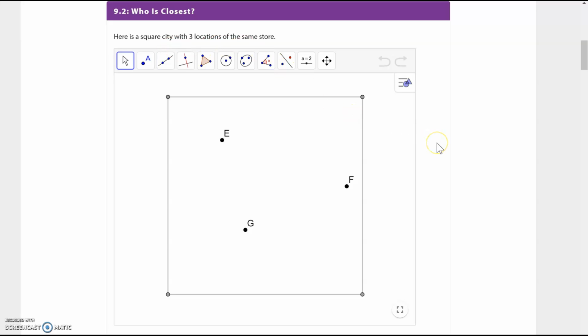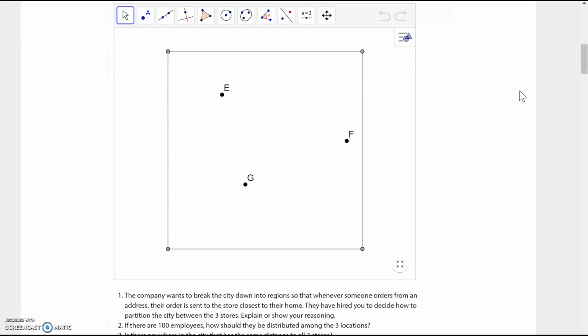three locations of the same store. So, for example, these are the three Dunkin' Donuts in New England that are all within 2 blocks of each other. That's just a little joke.